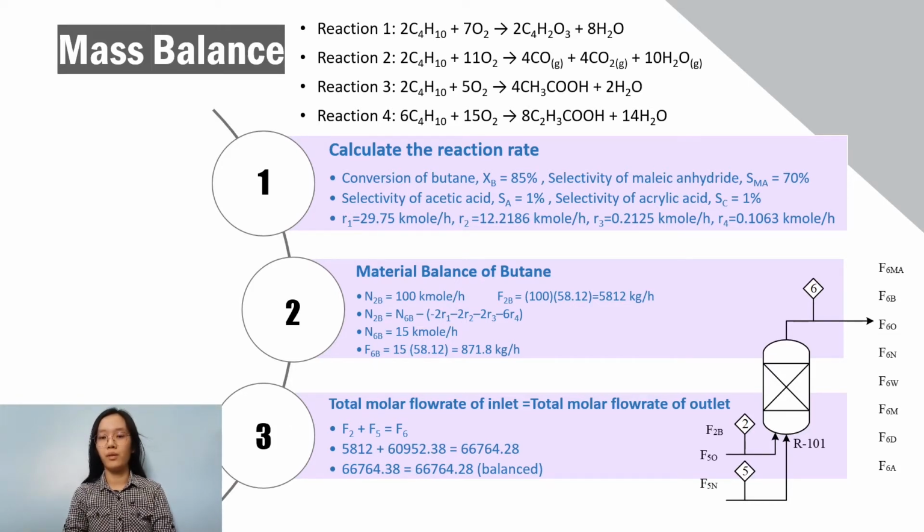By using the formula, inlet molar flow rate equals outlet molar flow rate minus alpha R, where alpha is the stoichiometric coefficient of the equation and R is the reaction rate, we found that our outlet molar flow rate of butane is 15 kmol per hour. Therefore, the molar flow rate is converted to mass flow rate by multiplying by the molecular weight of butane. The same will be done for the other components to calculate the mass balance of the reactor. The total molar flow rate for the inlet and outlet is balanced.